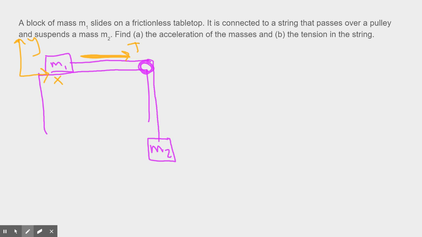We want to do the same for the second weight, which means we're going to have to turn our coordinate system. So this time x is going to be facing downward, and we turned it, so that means y is in this direction. So we know tension is here, that's T, and we know this has weight. We know this also has weight, and we know there is a normal force.